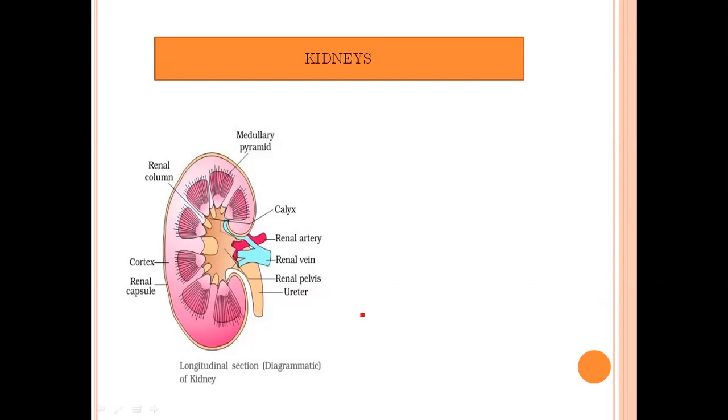The dimension of the kidney is 5 centimeters, that is the width, and 7.5 centimeters as the length of the kidney.